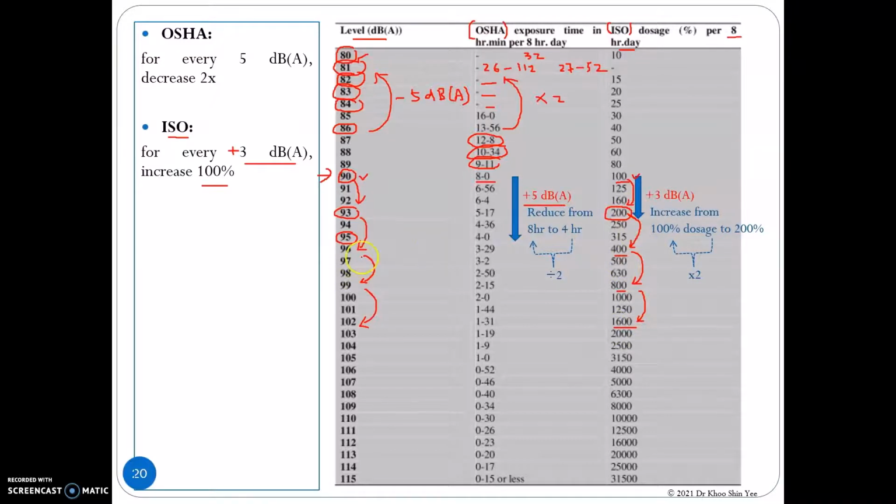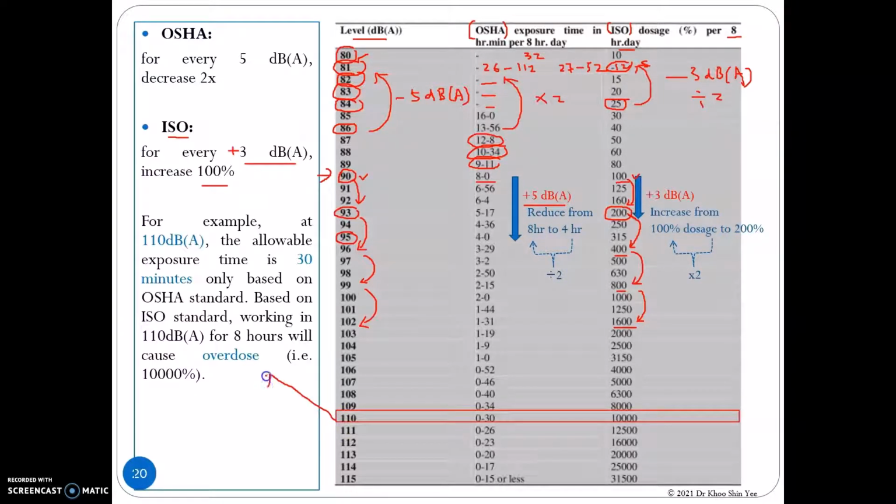So we can use this relationship to find the unknown here. So this is the dosage at 81. So you can refer to the dosage at 84 here. So in this case, if you reduce by 3 dB, we should divide the dosage by 2. So in this case, you obtain 12.5%. So this is how we read the table.